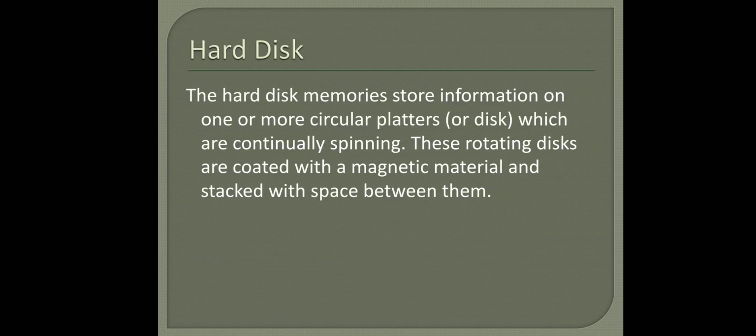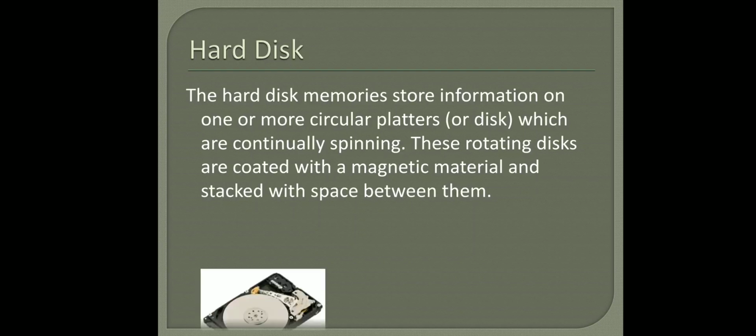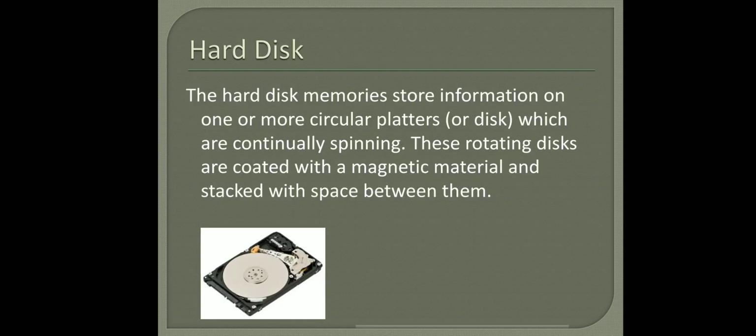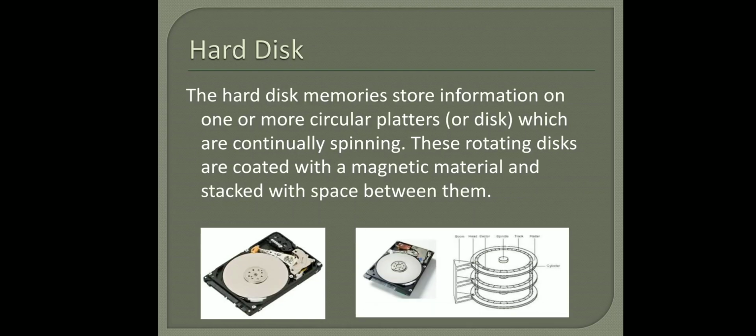Hard disk. Hard disk stores information on one or more circular plates. These plates are spinning at an RPM of 1200 or more than this. Basically, we use laser light to read and write the data in hard disk, and this is the most secure form of storage media in which we can keep the data permanently. Now this is the diagram. This is the photo of hard disk. When we open it like this, it can be shown.